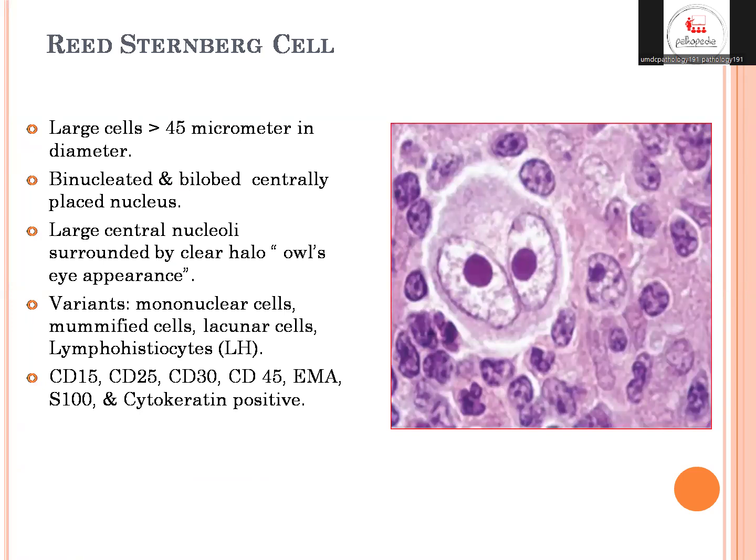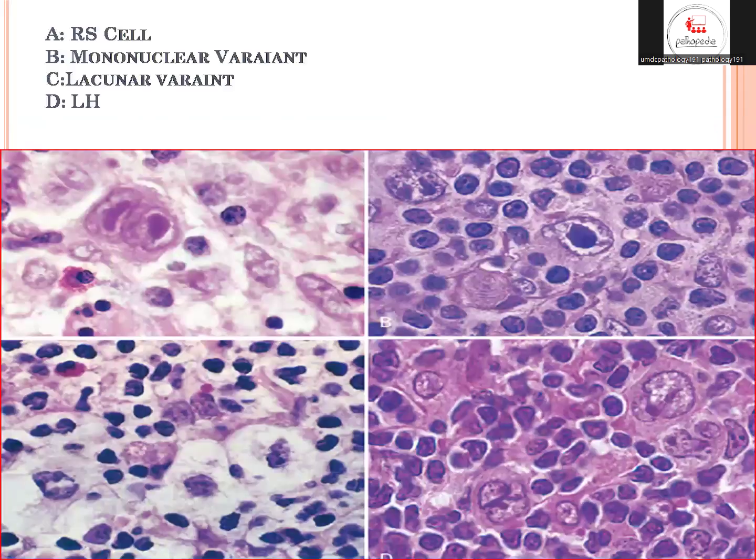And when we talk about the immunohistochemistry markers, CD15, CD30, and others show positive staining, while CD45, EMA, S100, and cytokeratin are negative. These are the morphological patterns of Reed-Sternberg cells. Picture A shows the typical RS cell, the other one is the mononuclear variant, where the cell shows a single nucleus. The third one is the lacunar variant, where there are lacunae in this tissue and these are the lymphocytes, I think.